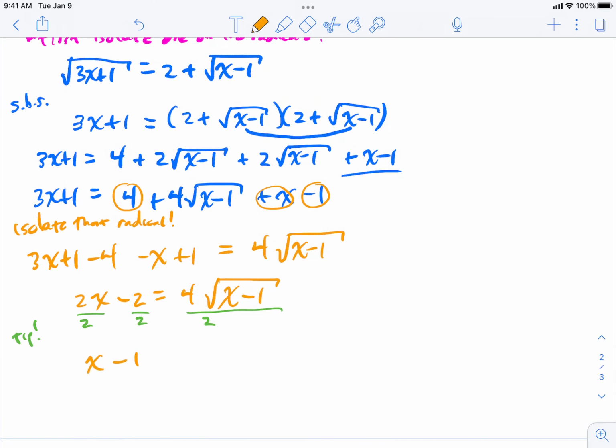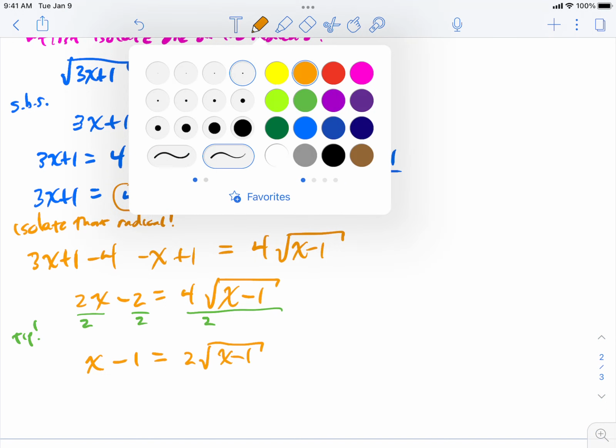So that becomes just an x minus 1. And here the 2 cancels into the 4, leaves me this. Now, which would you rather play with, this or this? I mean, especially when you're getting ready to square both sides, right? I think I'd rather cancel that 2 first. So now comes the part where I square both sides.